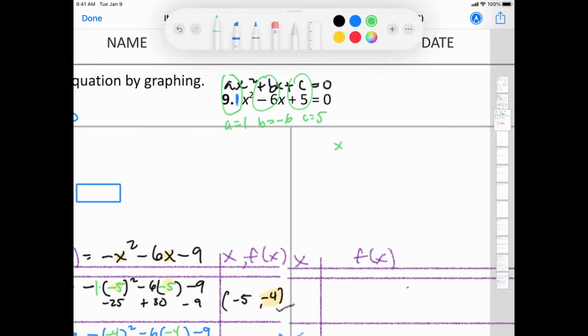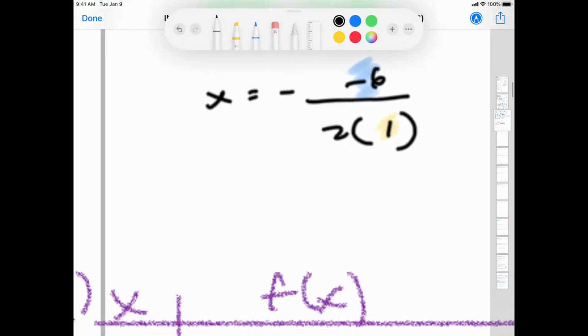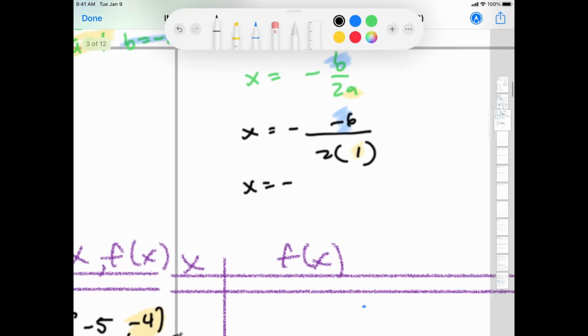We're going to find our vertex with this formula, x equals -b all over 2a. B value is -6. A value is 1. That'll become -6 over 2. So I want you guys to notice how when I simplify, I actually leave that negative sign to the very end. So you'll get -3 and x equals +3.